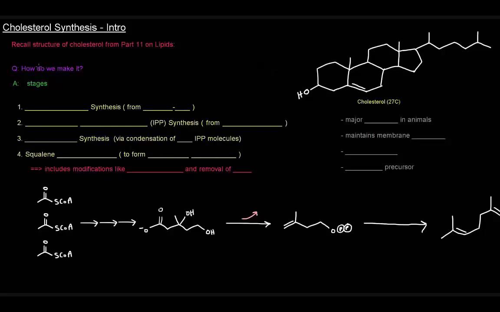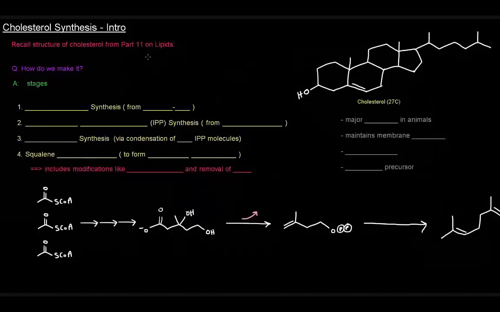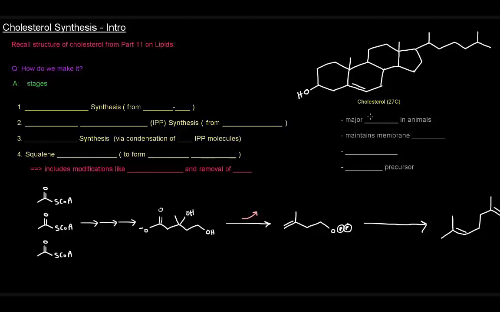So if you recall from part 11 on lipids, we talked about steroids and we talked about cholesterol specifically. We said that it was the major sterol in animals, and it was really, really important. It also maintains membrane fluidity. It's also amphipathic or amphiphilic, and it's also a steroid precursor. So it's a really, really important molecule.